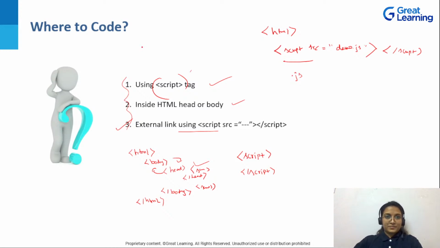Hope this is clear. I'll just reiterate the things. The first thing, why you have to learn JavaScript. Second, what is JavaScript and where it is used. Now, where do you code? Where do you put your programming lines? You have three places. You can use the script tag, and you can put that in the HTML body or HTML head. Else you can externally link with the help of the script src tag like this, right?